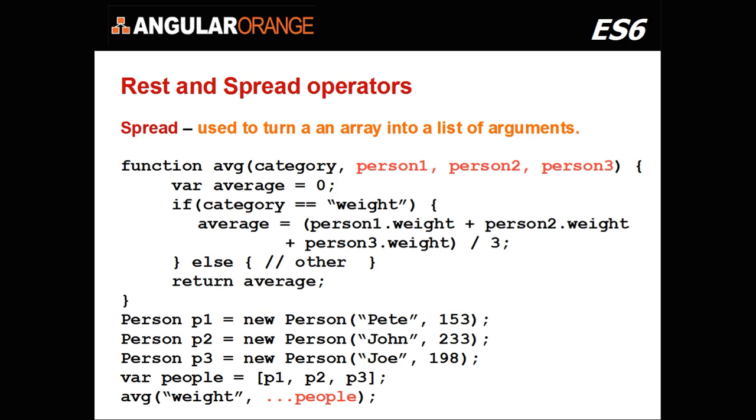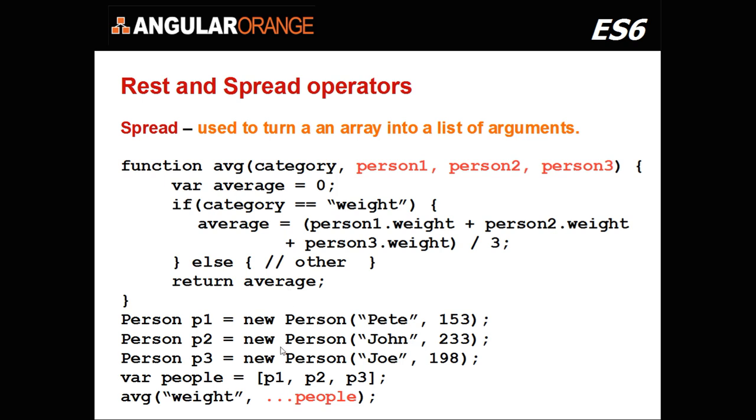So suppose I have a function which has a category and person 1, person 2, person 3. I could have an array of people which corresponds to persons, and I could basically call this function average with a category and a spread operator and a collection. So in this case here, I'm looking at the three person 1, person 2, and person 3's weight. I divide by 3, I return the average.